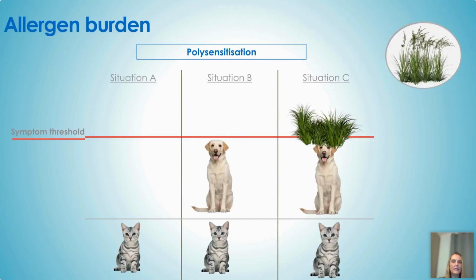Then just looking at allergen burden. It is important to know all the allergens that a patient is allergic to. For example, if the patient is allergic to cats and dogs, but does not experience any symptoms, and then it's the grass pollen season, the patient is exposed to pollens, and the patient crosses the symptom threshold. So if we can lower the allergen load of the cat and dog exposure and the pollen exposure, we can push the patient below the symptom threshold again.